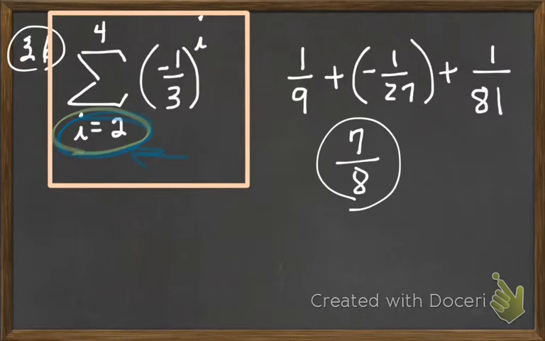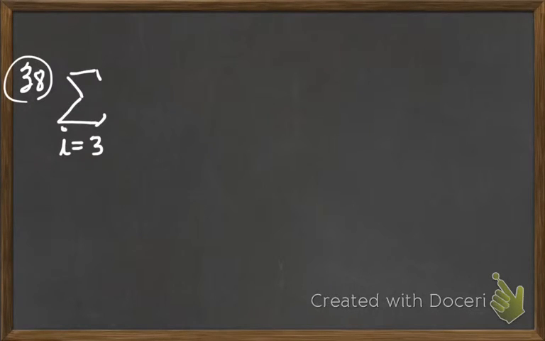All right, let's look at 38. 38 is a little weird. It's going to start where i is 3 and end when i is 7. But what's weird about this one is you're going to be plugging into 12. So what's weird about this is there's no what?